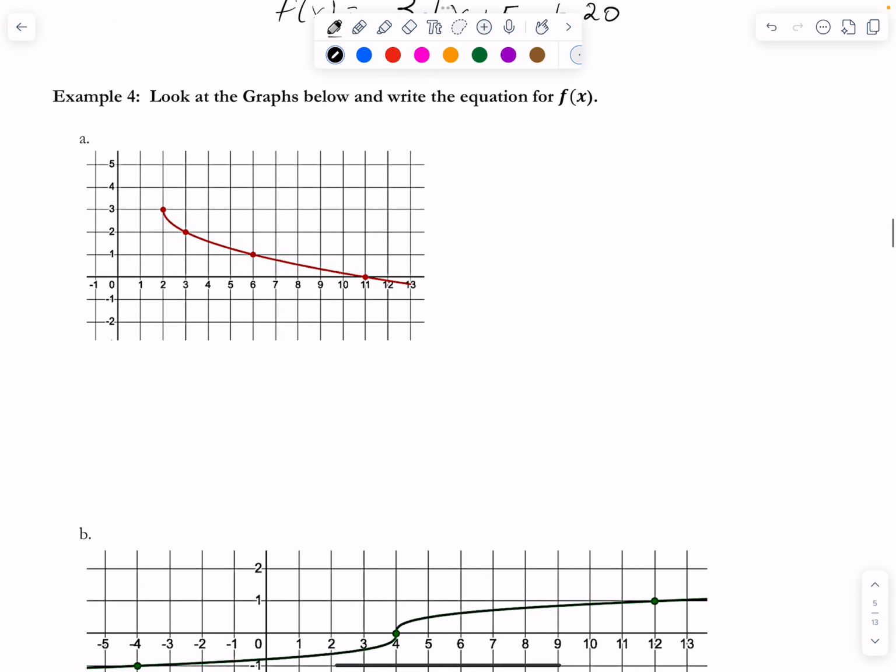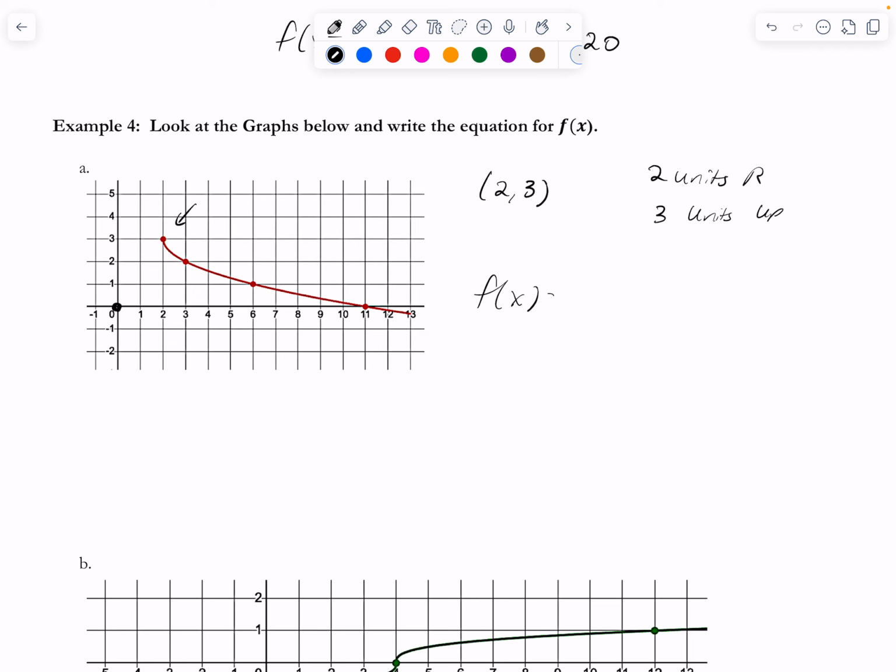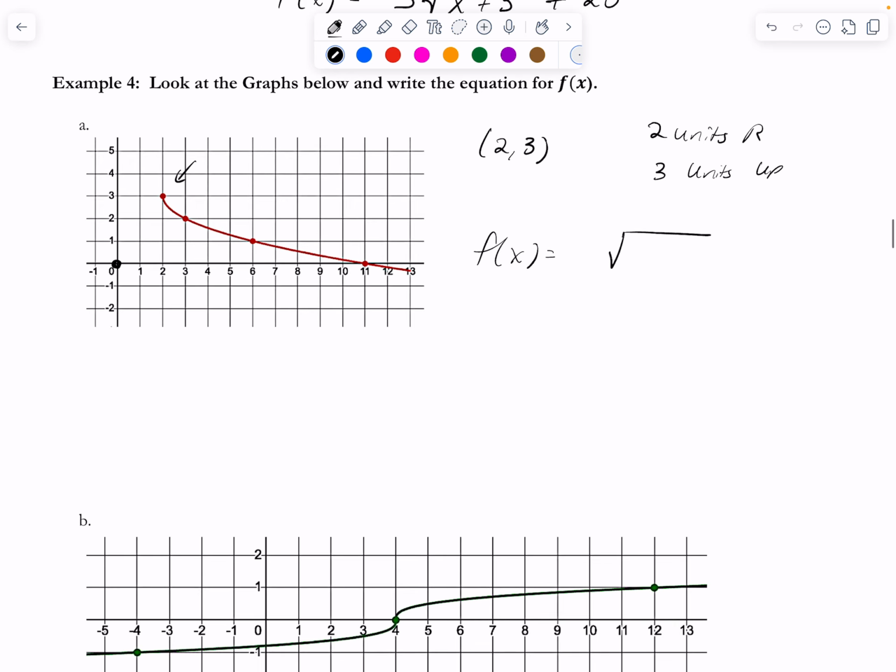All right, now remember the anchor point was 0, 0 for our original, but it looks like the new anchor point is at 2, 3. So I'm thinking that's 2 units right, and that's 3 units up. The way I'm going to think of this for my function f of x is I'm going to put 2 units to the right as -2, and 3 units up as +3.